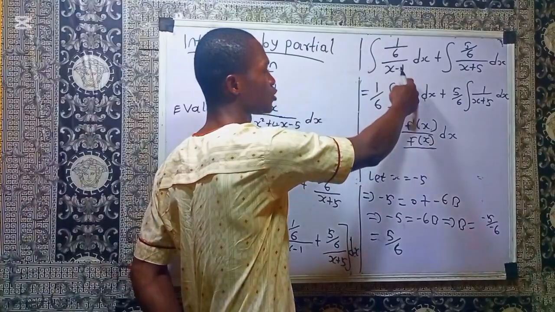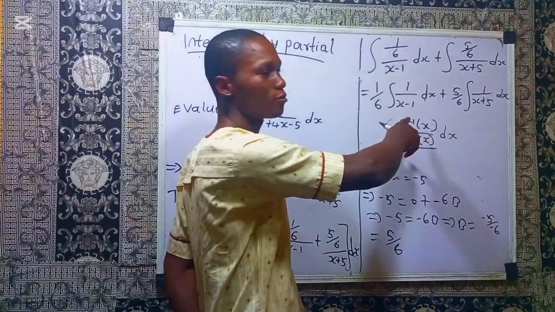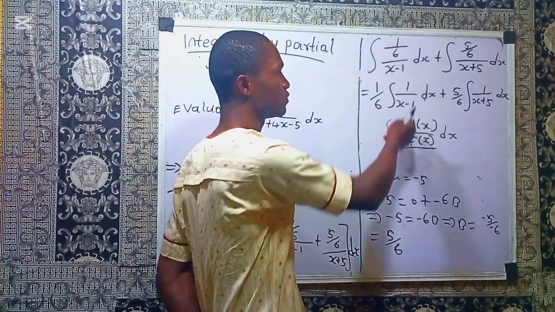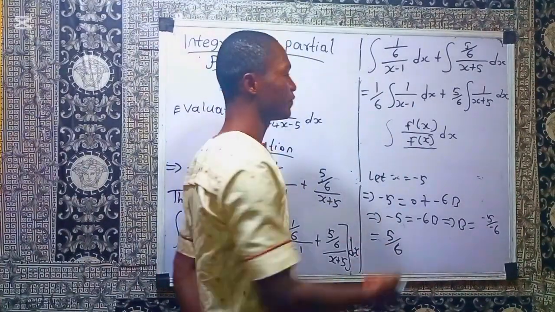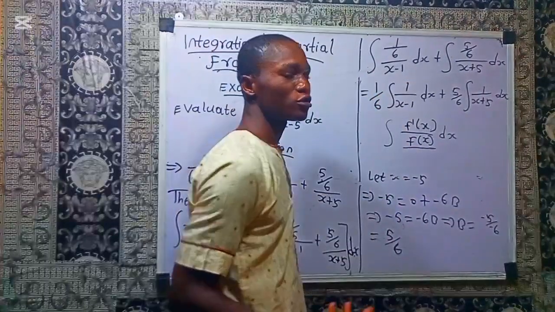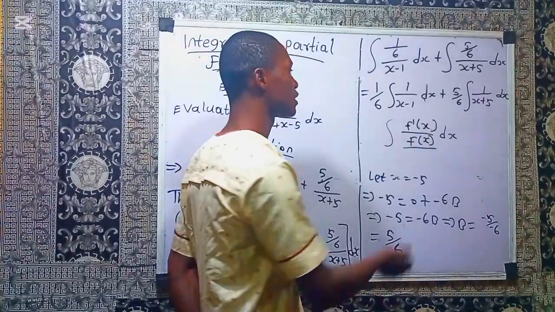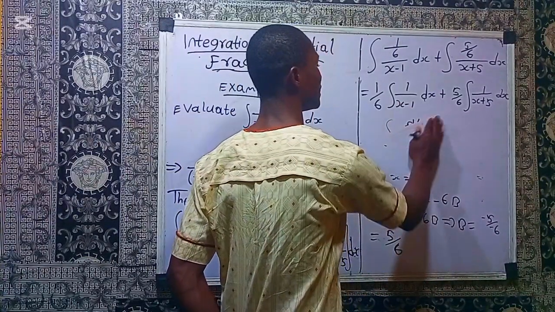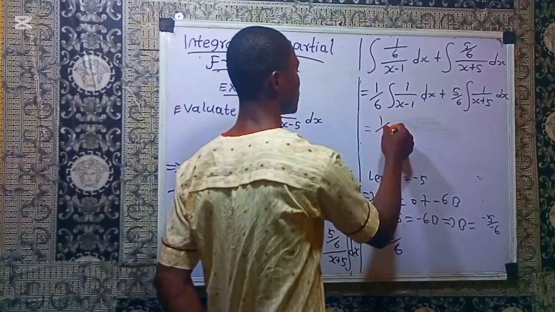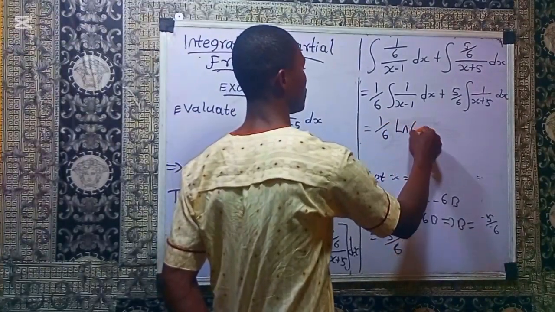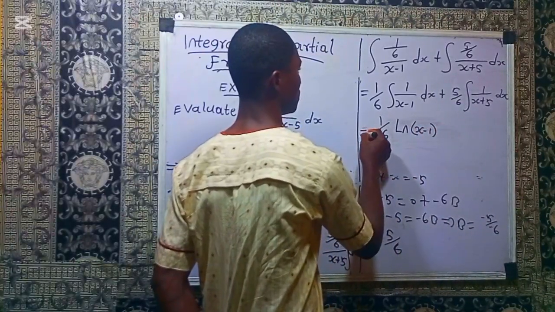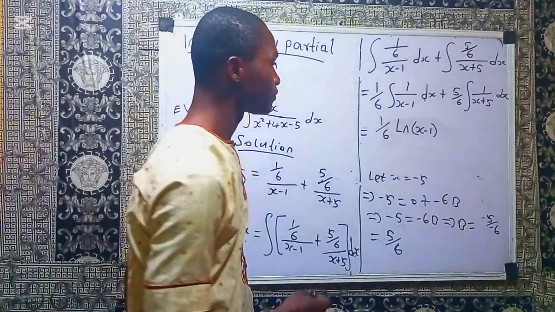Look at this fraction you have. What is your denominator? Your denominator is x minus 1. Differentiate x minus 1 with respect to x. Of course, if you differentiate negative 1, you get 0. If you differentiate x, you get 1. And this is exactly what you have at the numerator, because what you have at the numerator is 1. So the result of this integration is simply the ln of the denominator. So this is 1 over 6 ln x minus 1. Right? That's what we have.